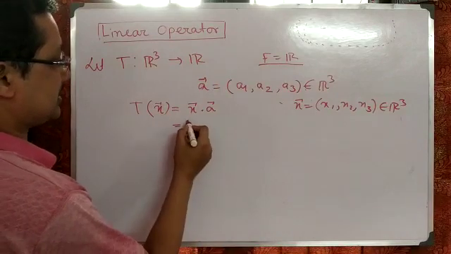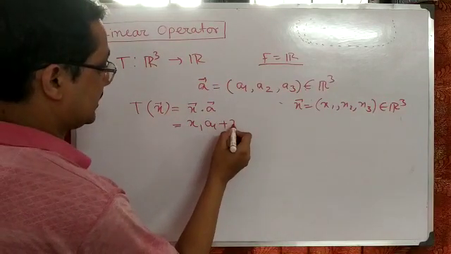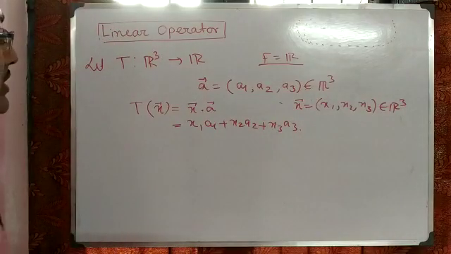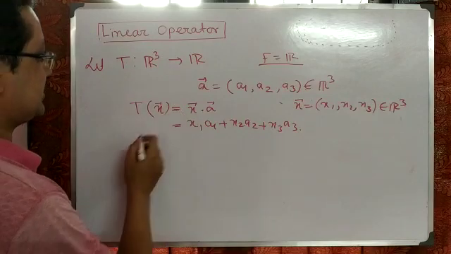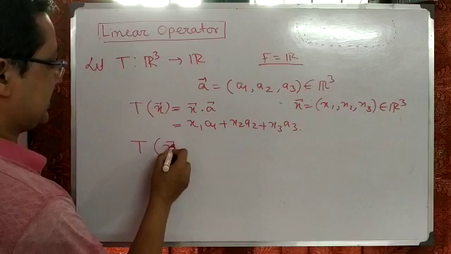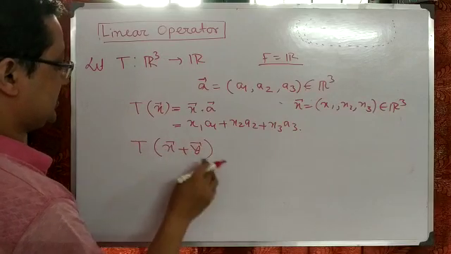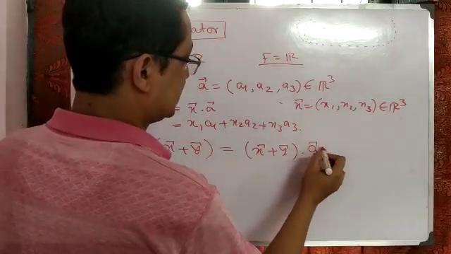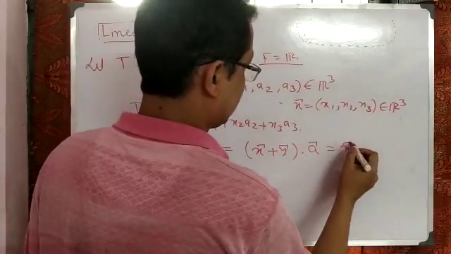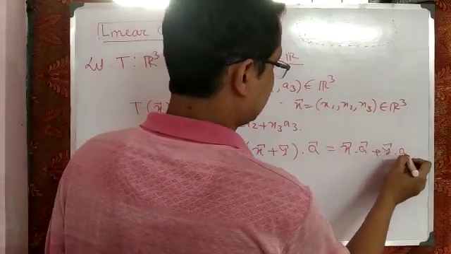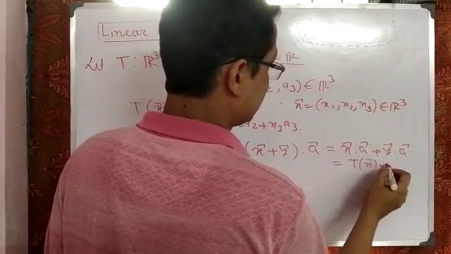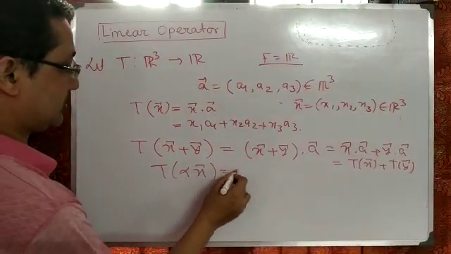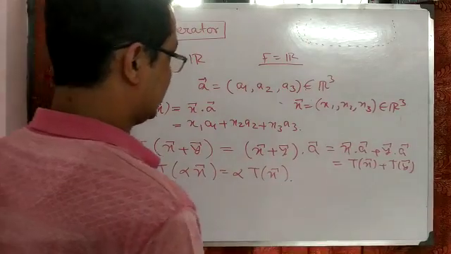So what is the dot product? The dot product is x1 a1 plus x2 a2 plus x3 a3. Then the proof is very similar. T is linear because T of x plus y is x plus y dot a, which by distributivity is x dot a plus y dot a. So it is equal to T of x plus T of y. Again, if you choose T of alpha x, then it is also alpha into T of x. So it is also very obvious.